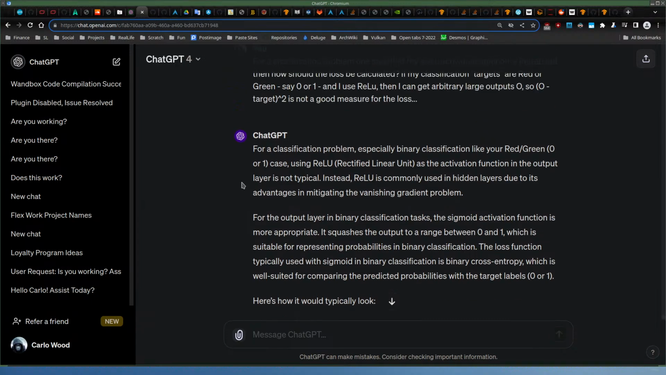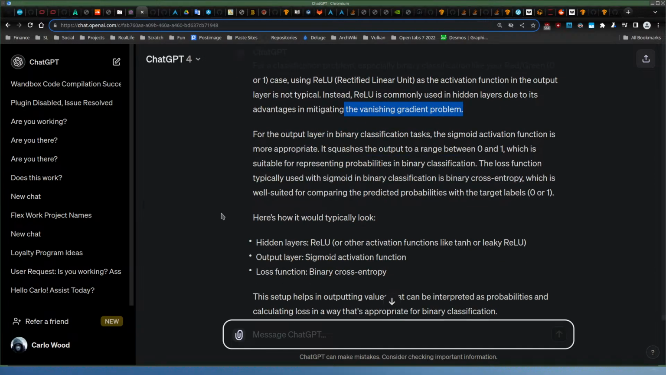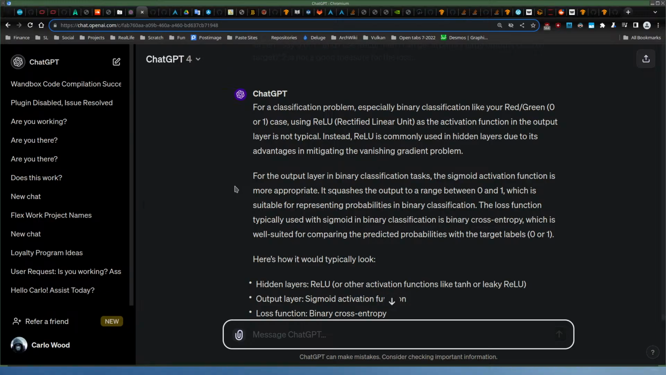I think this is what I'm running into here. The vanishing gradient problem. So I'm on the right track, since I suffer from the vanishing gradient here, that I want to use a ReLU, but you can't really do that for the final output. It says so, and I agree with that.